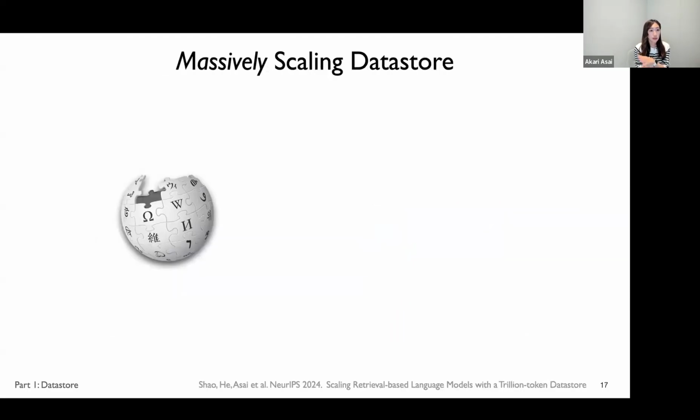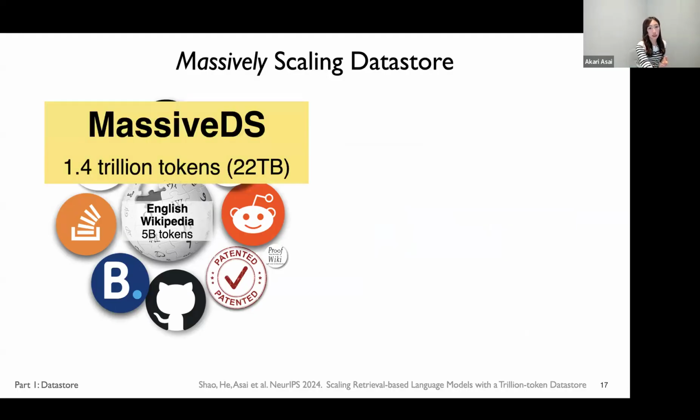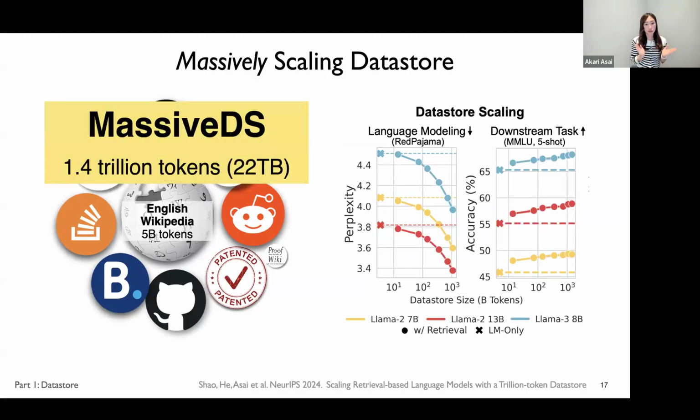Another approach is to use a massive data store that includes everything. We have previously worked on this and built a 1.4 trillion token data store, which is close to language model pre-training data scale. We found that this is super effective for both upstream and downstream tasks, as you can see in this chart. If we scale up the data store size in terms of billions of tokens from the left side to the right side, we can see large performance improvement in terms of language model perplexity and also downstream tasks.